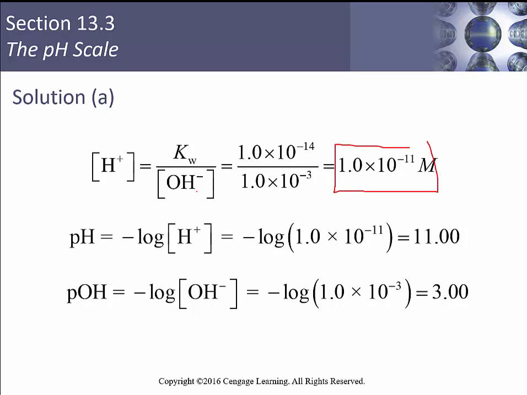So our pH is going to be minus the log of the H+ concentration. We're just going to plug this guy in here, and we'll do minus log of 1 times 10 to the minus 11, or 11.